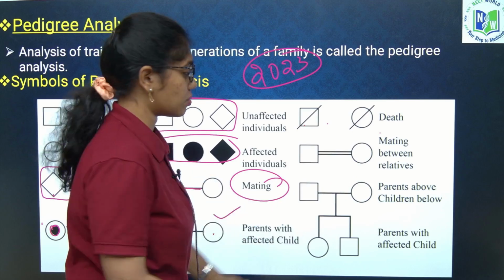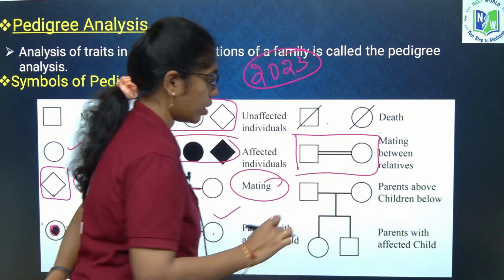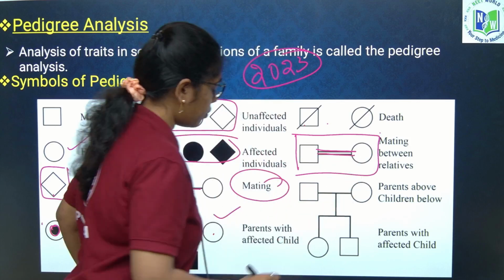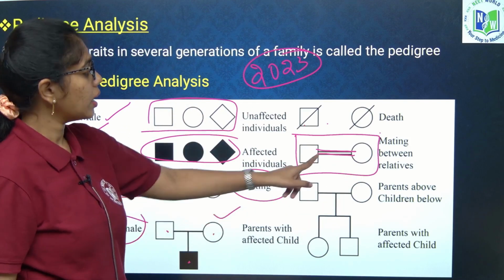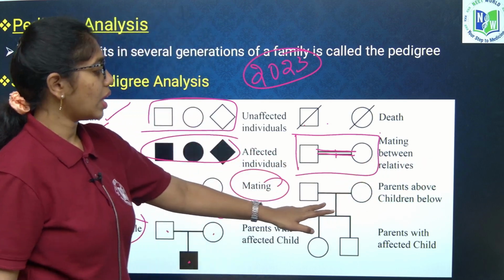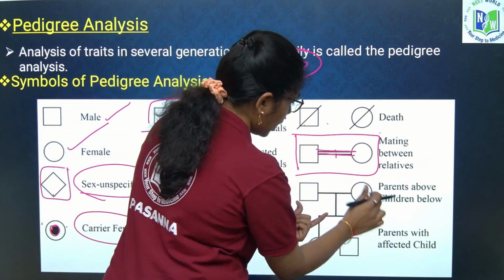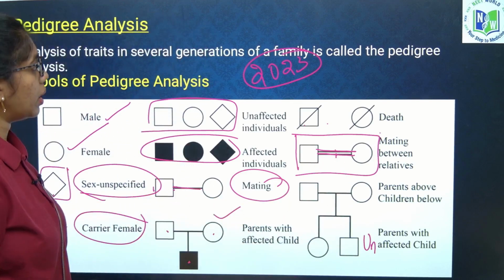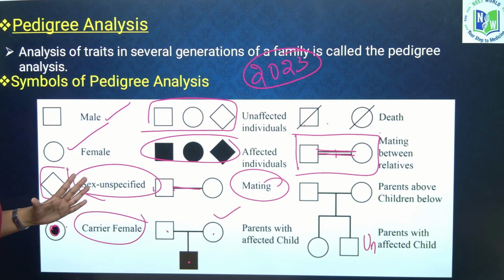Mating between relatives, this is the question which was asked in 2023. Mating between individuals is linked by a line beta. If it is only one line, it is normal mating. If it is two lines, this indicates mating between relatives. Next, parents unaffected and children also unaffected is shown by this diagram. Clear with all the symbols of pedigree analysis?